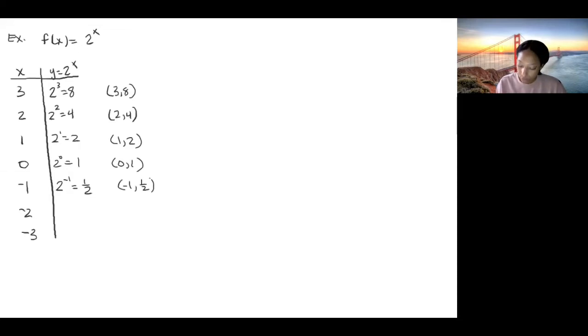And then what happens if we get more negative? 2 to the negative second power, that's 1/4. So we get a smaller number because 1/4 is smaller than 1/2, but it's still bigger than 0. So (-2, 1/4). And then 2 to the negative third power, this would be 1/8. So the more negative you get, your outputs become smaller and smaller, but they never actually get negative. They just get closer and closer to 0.